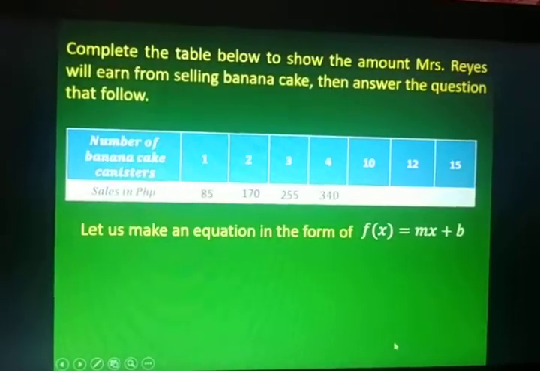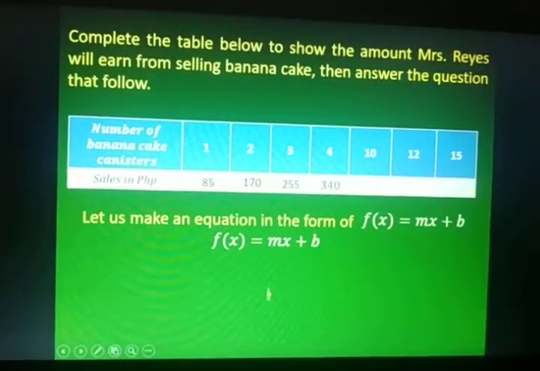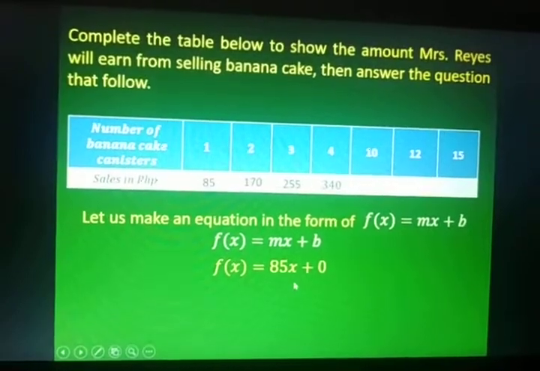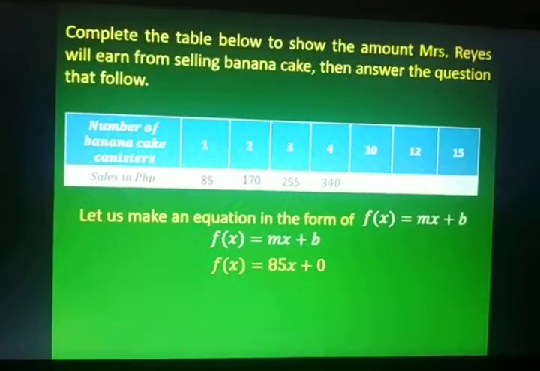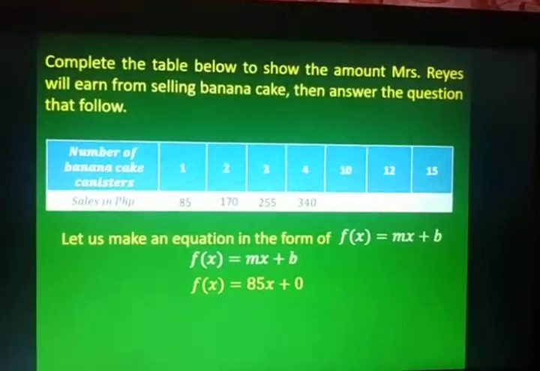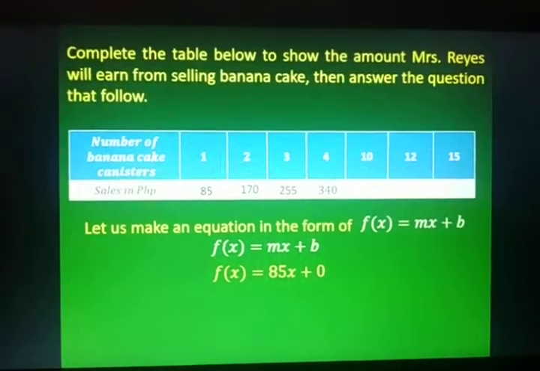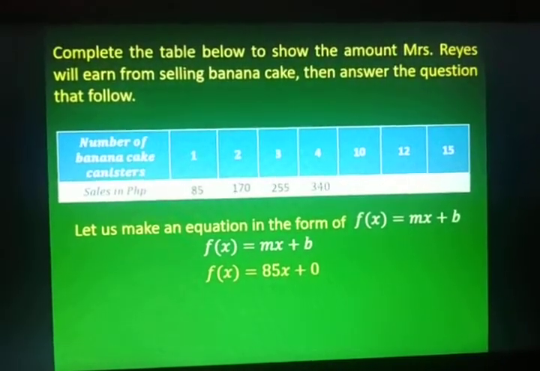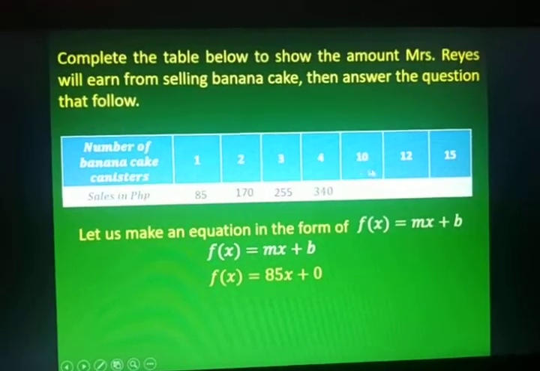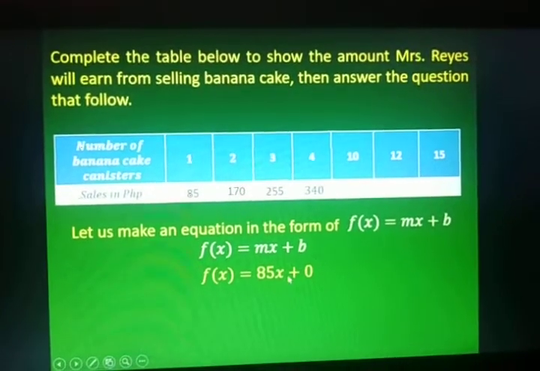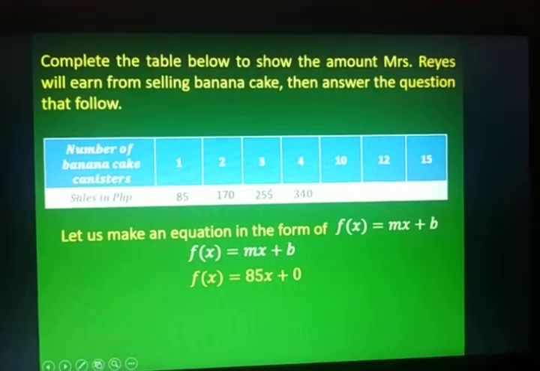But in the problem, we don't have savings, we have no leftover cash. So our equation, f of x equals mx plus b, based on the problem, becomes f of x equals 85x plus 0. 0 is our y-intercept, because there is no leftover or constant cash or amount. It's only 85, and then we'll pair it with x. And x stands for the number of banana cake canisters. We'll solve for 10. How about 10 banana cake canisters? We'll change x into 10, and then another change x into 12, and then another change x into 15 so that we can answer here.